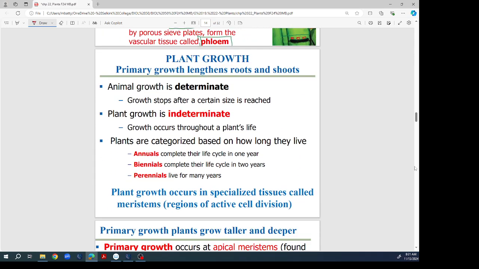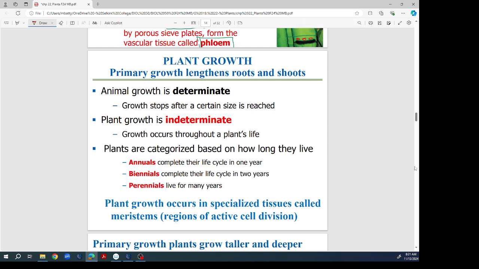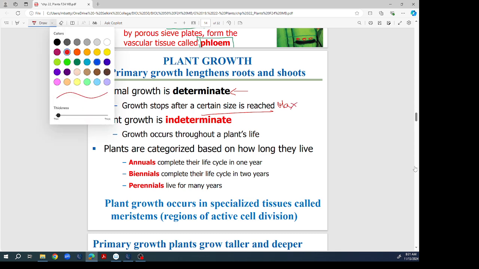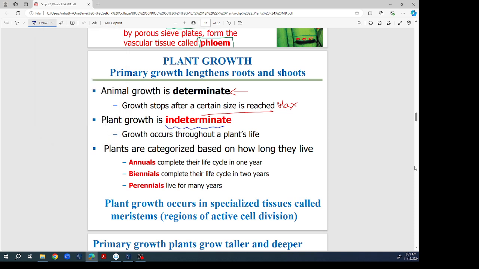So before we get into reproduction and flowers, we're going to talk a little bit about plant growth. Now, animal growth for us is determinate. So it means that there's a certain size that is going to be the maximum. Plant growth is often indeterminate, and so that means that it continues to grow throughout the plant's life.